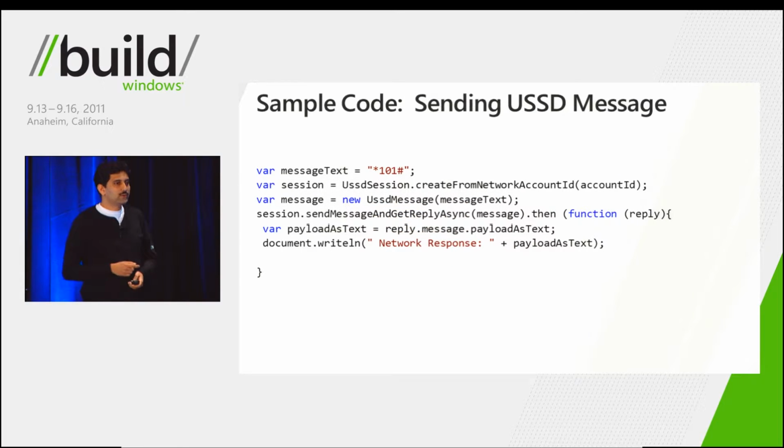Another code snippet I want to show is how you can send a USSD message. This is a very simple code snippet which implements complicated USSD functionality. From your app, you can create a USSD session, associate the text of a USSD message to it, and then send the message and wait for the reply. Once you receive a reply from the network, Windows can decode that message and provide you a plain text message. This way, your app doesn't have to implement a complicated decoding mechanism.